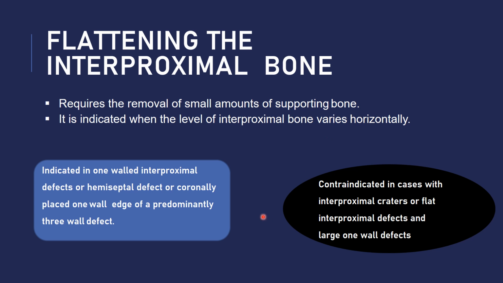So this is indicated in the case of one wall interproximal defects, hemiseptal defects, or coronally placed defects, but one wall edge of a prominent three wall defect. This is contraindicated in areas with interproximal craters or flat interproximal defects and large one wall defects. This is not recommended if it is flat. If there are irregularities in the interproximal bone, we will do the flattening of interproximal bone. That is basically the rationale behind this procedure.